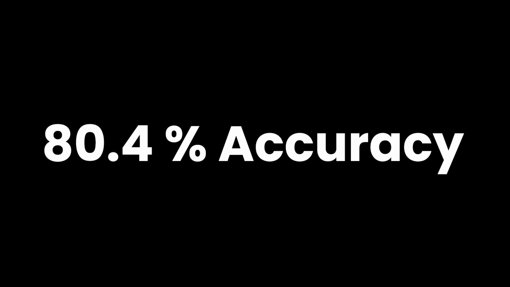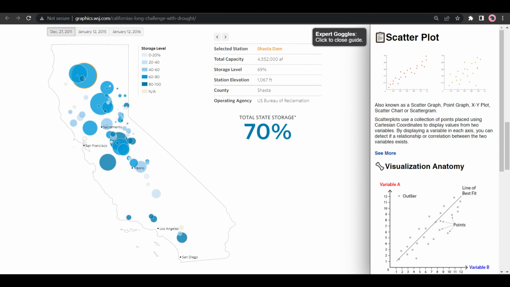Comparable to other state-of-the-art approaches, Expert Goggles has 80.4% accuracy and supports 12 different types of data visualizations. Machine learning models are rarely 100% accurate. This is especially true in real-world settings.